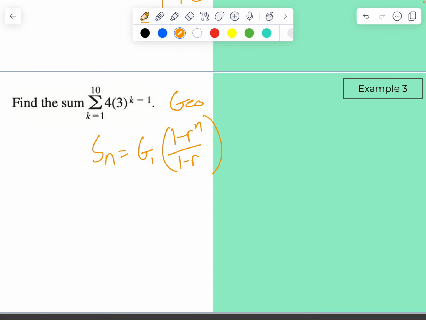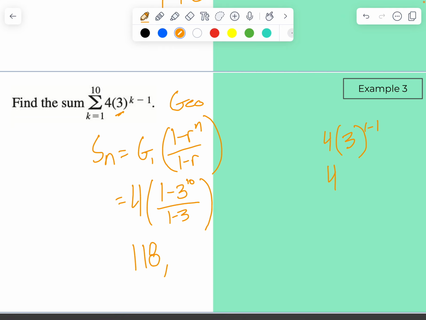So first I need to find my first term, meaning I need to plug 1 in for k. That would just give me 4. My r, my common ratio, is 3. My number of terms is 10. Again, I'm just going to plug this right into my calculator. 4 times 1 minus 3 to the 10th power over 1 minus 3. This gave me 118,096 would be the sum.